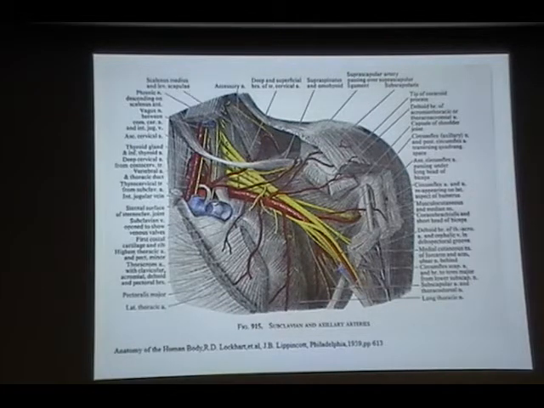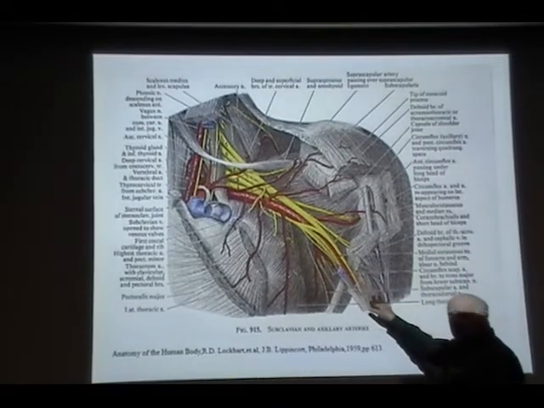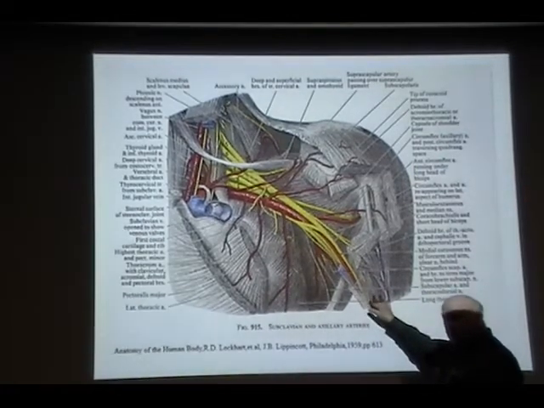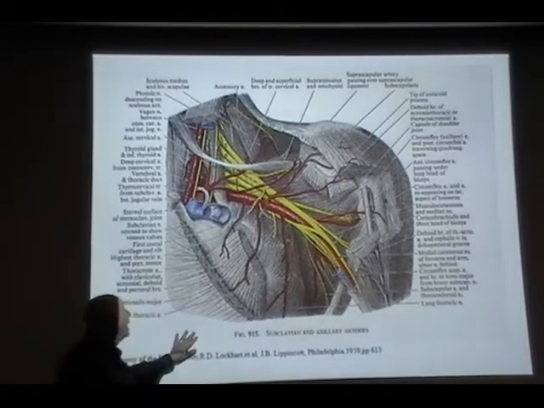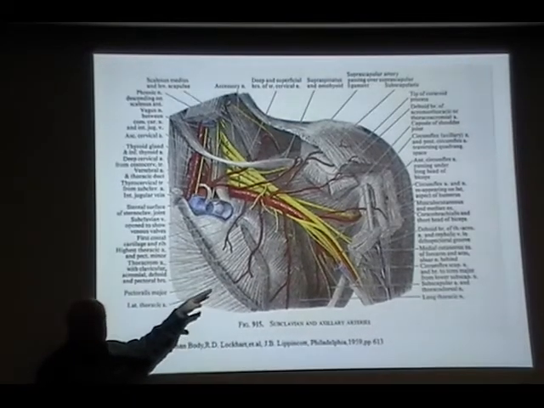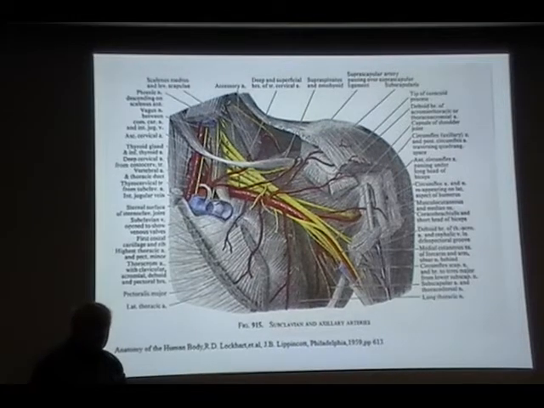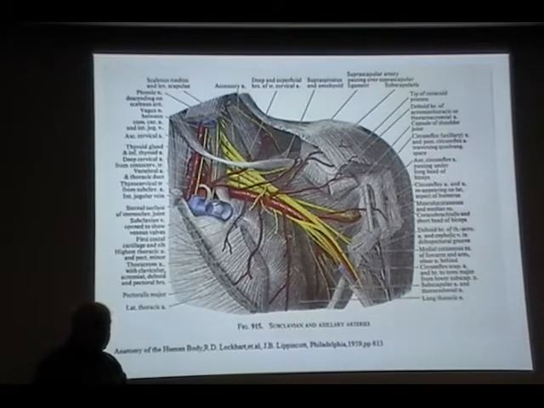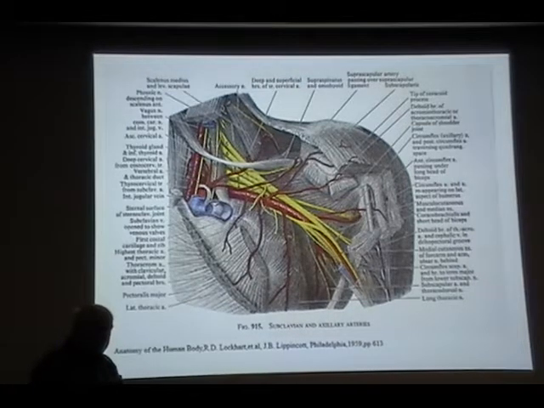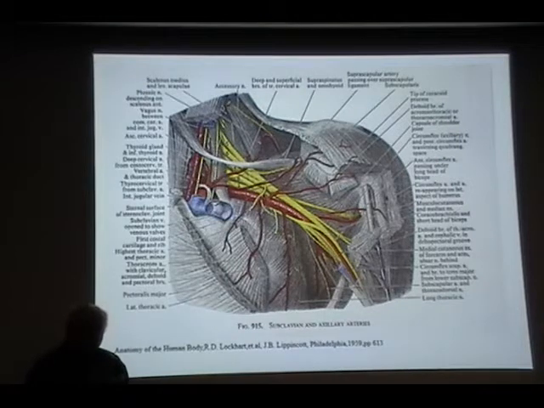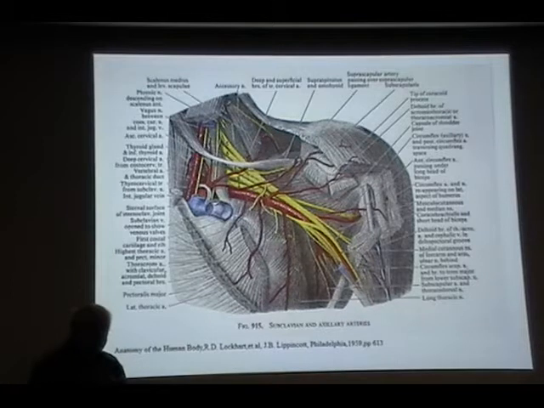So this is the subclavian artery. Here it's coming down into the upper extremity. Here it is branching. This is the left side. So what's the left subclavian artery branching off of? The superior vena cava? Artery. Aorta?